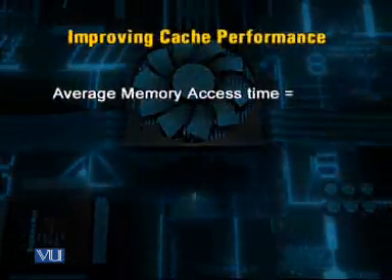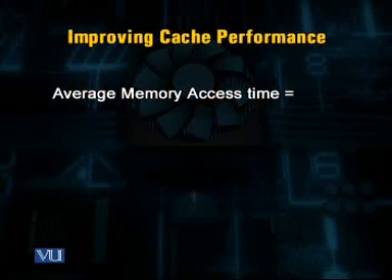Now, from our discussion on the CPU and the cache performance, we may conclude that the average memory access time gives us the basic framework to optimize the cache performance and hence the CPU power.